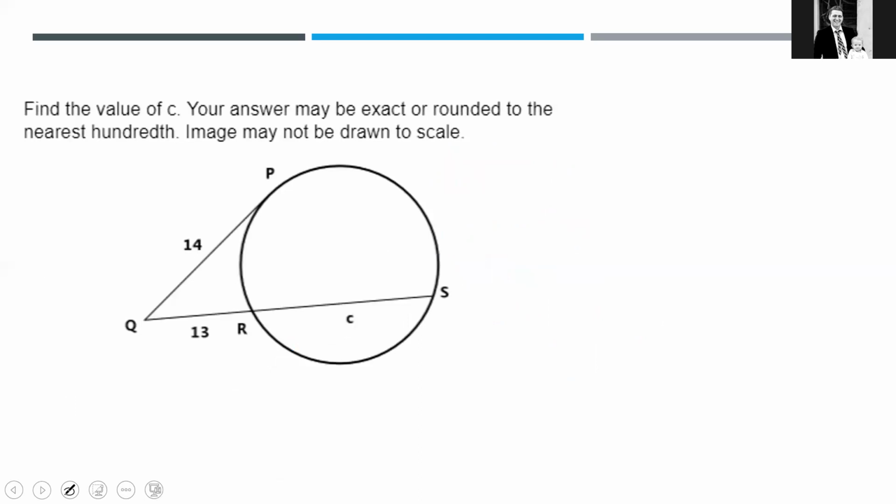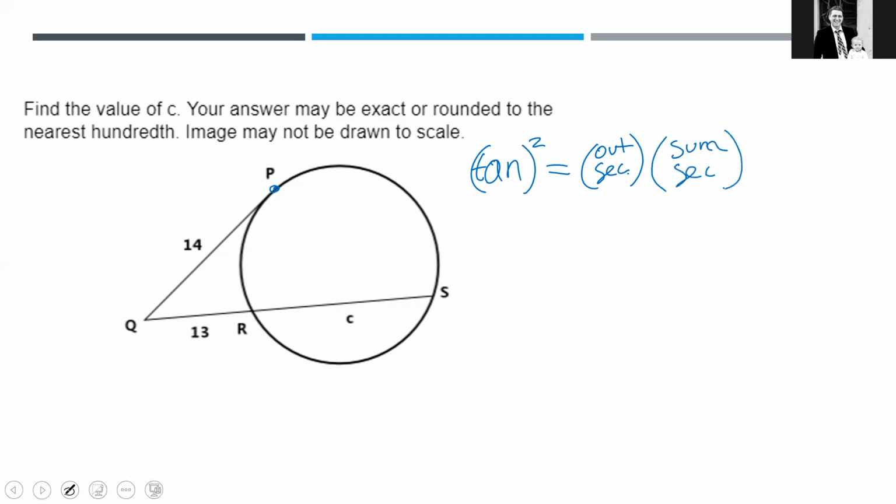But what happens if we're dealing with a secant and a tangent, one that continues through the shape and one that just hits at the point of tangency? Well, that formula is slightly different. What you're going to have to do is square the tangent piece, and that's going to be equal to the outside part of the secant multiplied by the sum or total for the secant.